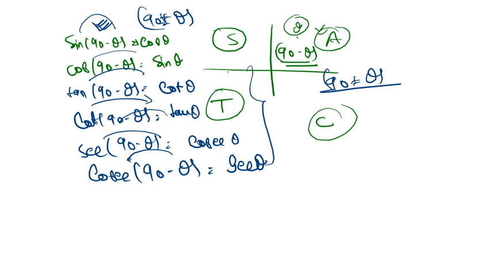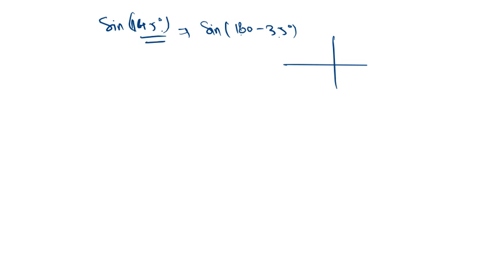Similarly, suppose I am writing sine of 145 degrees. Someone can write it as sine of 180 minus 35 degrees, because 180 minus 35 is nothing but 145. So actually he is dealing in the second quadrant, because 145 comes in the second quadrant. Already you know that in the second quadrant sine and cosec are positive. So definitely we can write sine of 35 degrees.